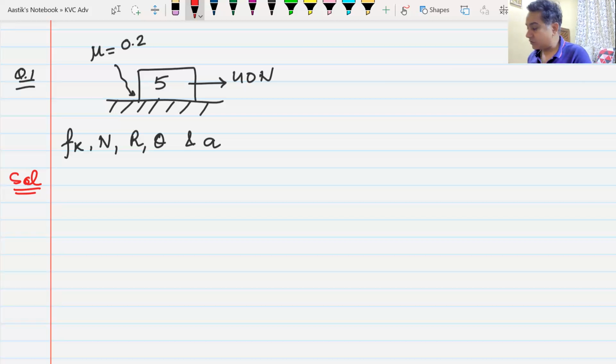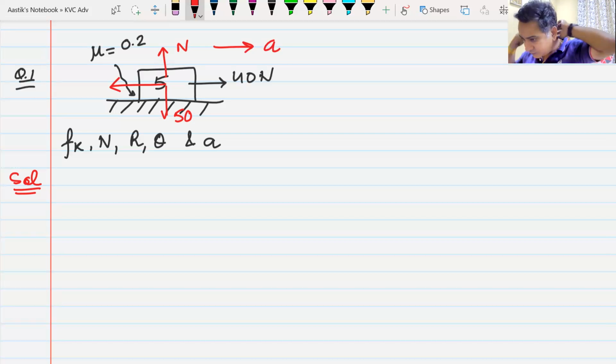Okay, so how are we supposed to do this? We are supposed to draw a free body diagram. Weight is 50 Newton. Normal reaction is N. As soon as you know the normal reaction, this body is going to move forward with an acceleration a. So the friction force will act backwards. Yes or no?